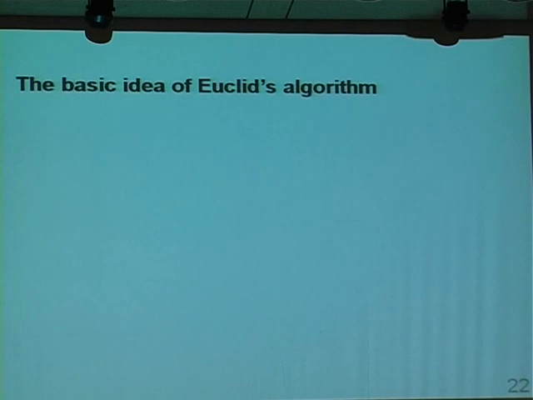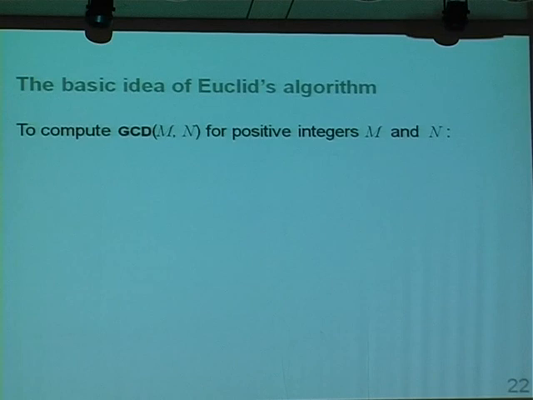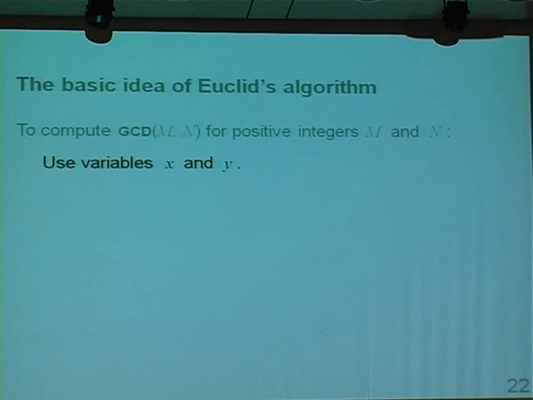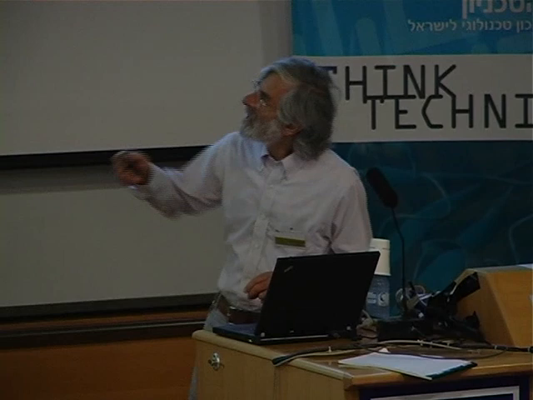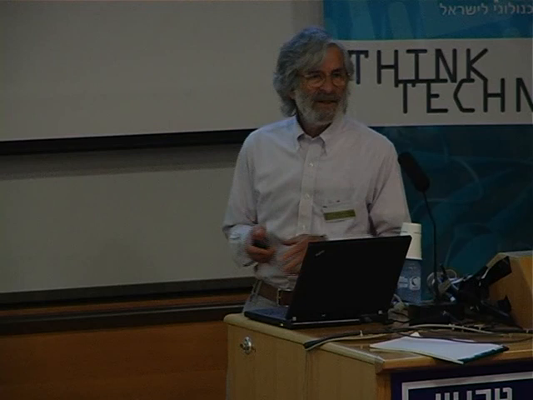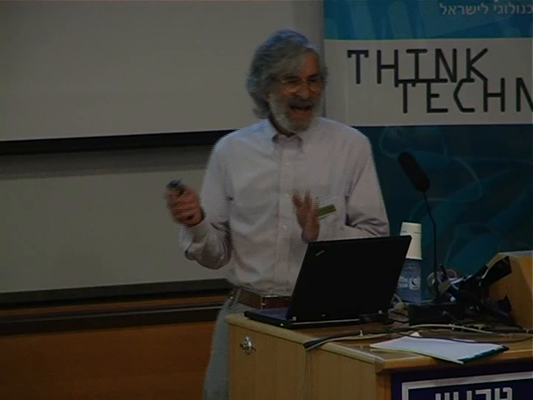So the basic idea of Euclid's algorithm is to compute the GCD of 2 positive integers, M and N. We can use 2 variables, x and y, and the trick is we're going to maintain the truth of the formula GCD of X and Y equals the GCD of M and N. Throughout the computation, that's going to be true in every state of the computation. And a formula that's true in every state of a computation is called an invariant. So it's that invariant that is the key to Euclid's algorithm.